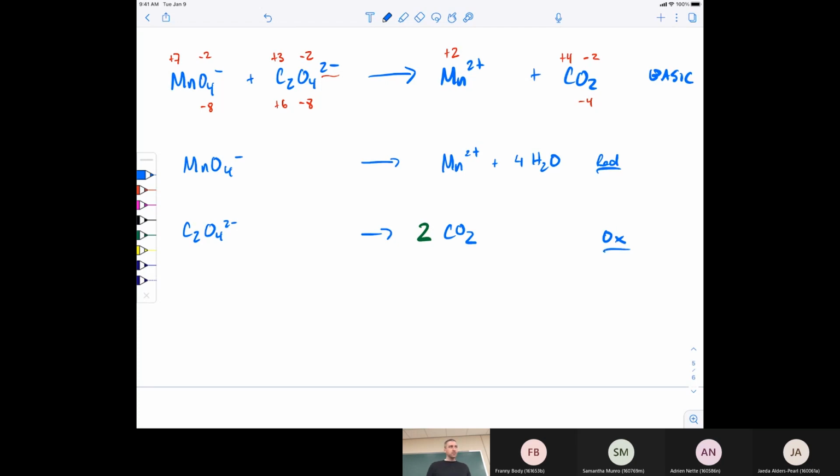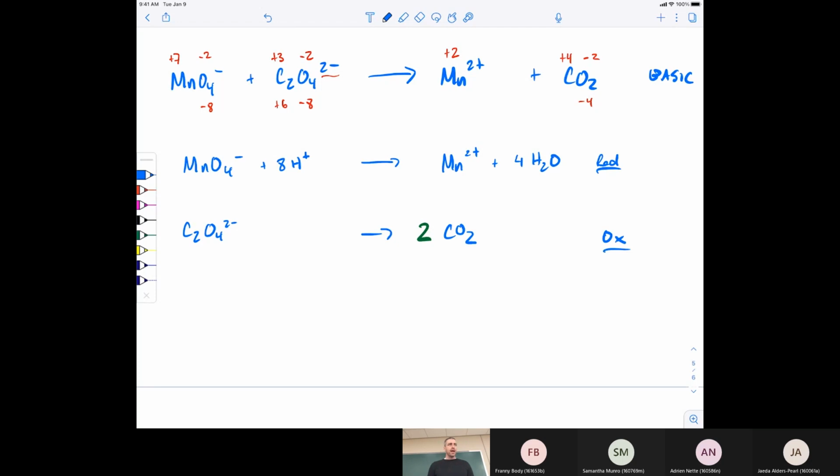Now we balance hydrogens by adding H plus to one side or the other. We have 4 waters on the right, which is 8 hydrogens. So we need to add 8 H plus on the left side. Down below in the second one, we don't have any hydrogens on either side, so we don't need to add any H pluses.